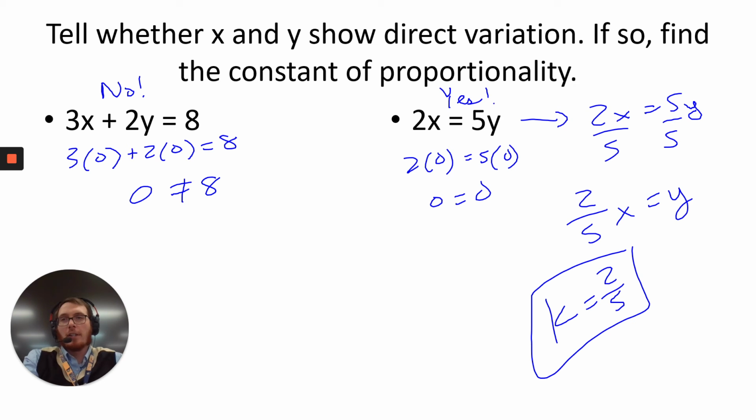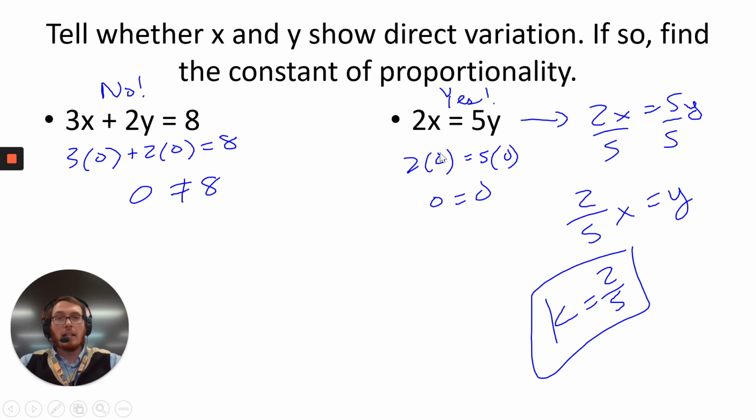So for the first one here on the left, if I plug in 0, 0, it's not going to work because 0 times 3 plus 0 times 2 is 0. That does not equal 8. So the answer is automatically no. Now remember, this one here, if you graph it, does make a line. So it can't just be that it makes a line from a graph that means direct variation. It has to be linear like that and go through 0, 0.